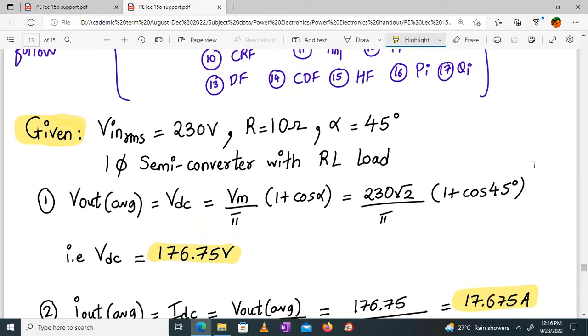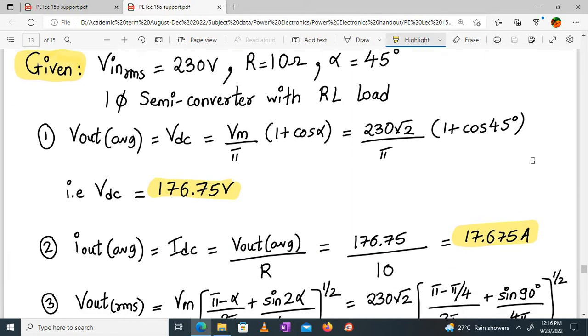Please speed up your work a little, please. Is it 176.75? Next, calculate I out average. Now answer me this: if it is an RL load, so why, when calculating I out average, is L not considered?